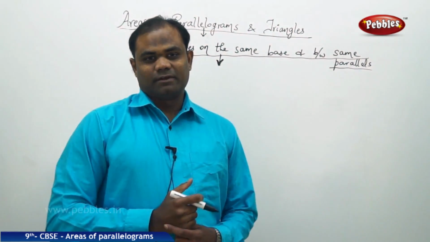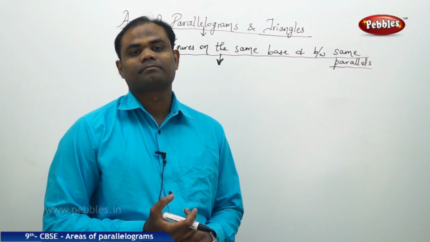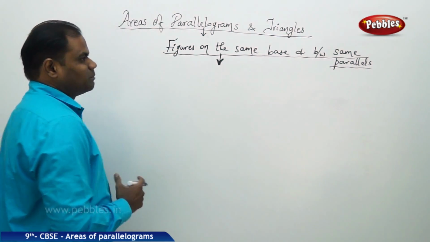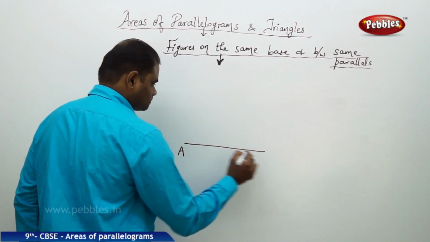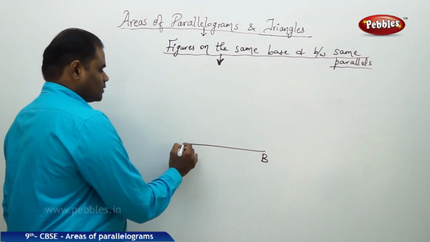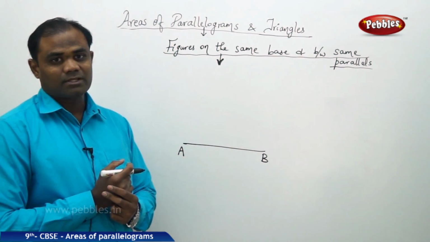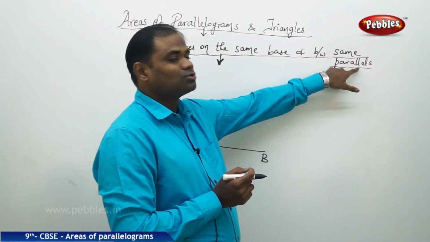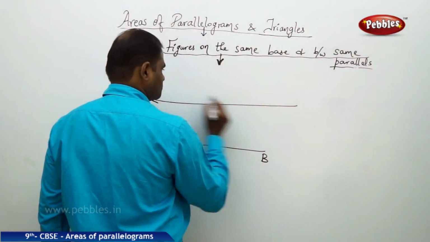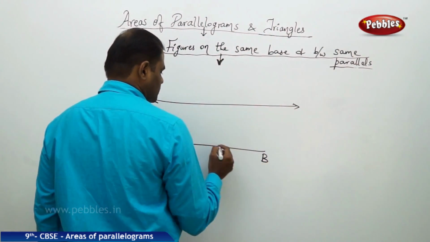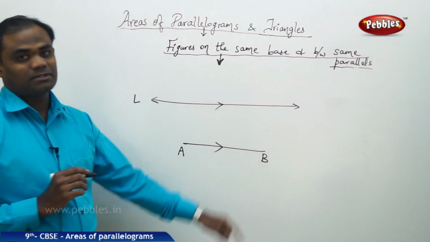So let's see in brief the figures on the same base and between same parallels. For example, let me take an example case. Say I have the same base AB. Let me take two parallel lines with the base. So I have a line L which is parallel to the base AB.